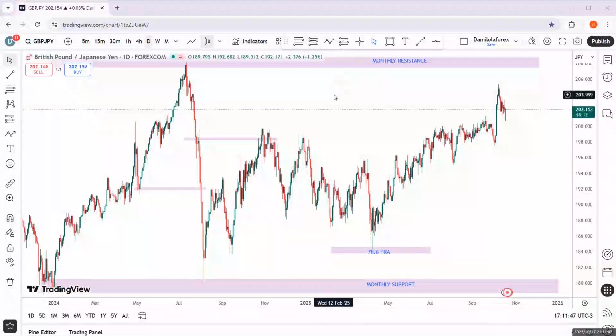Okay, so you guys are welcome to today's teaching, where we are going to analyze how we were able to get the current trade entry opportunity that we are in. Okay, so this is GBPJPY, and let's get on to today's business.